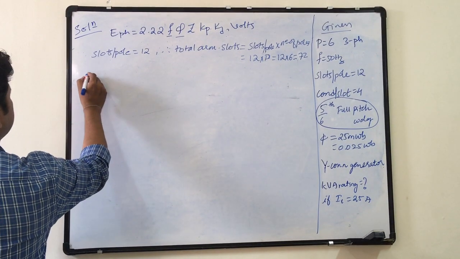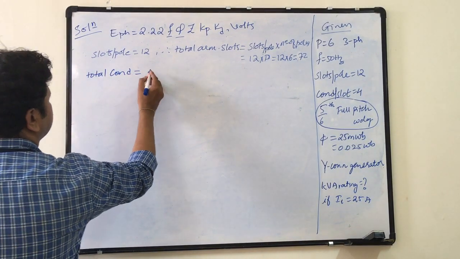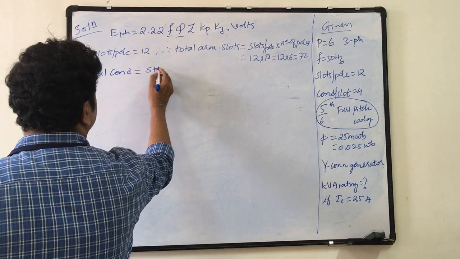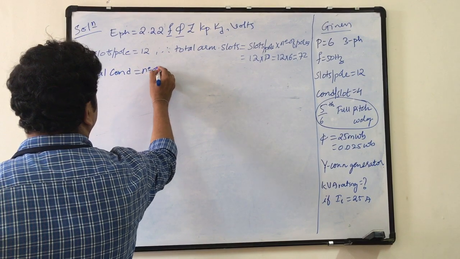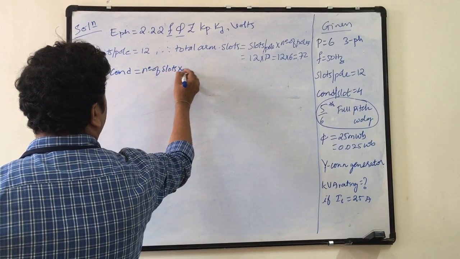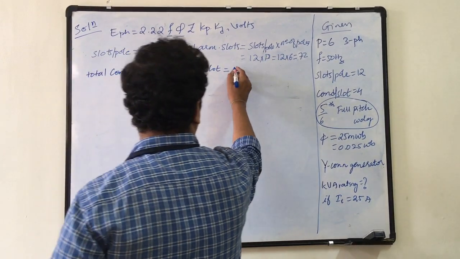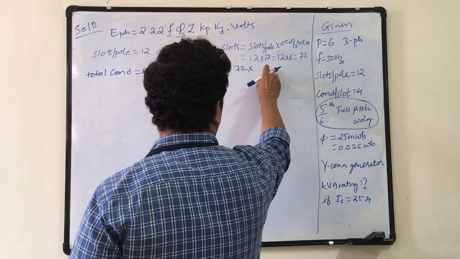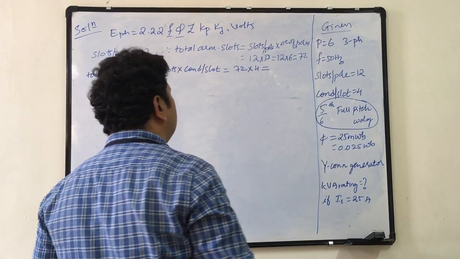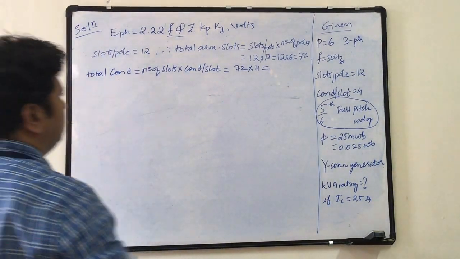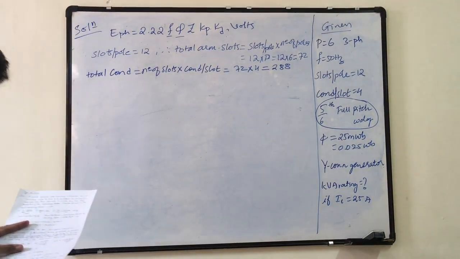Therefore, total conductors is equal to number of slots multiplied by conductors per slot. So the number of slots is 72 multiplied by the number of conductors per slot, that is 4. So this is equal to 288. Okay, so that is equal to 288.